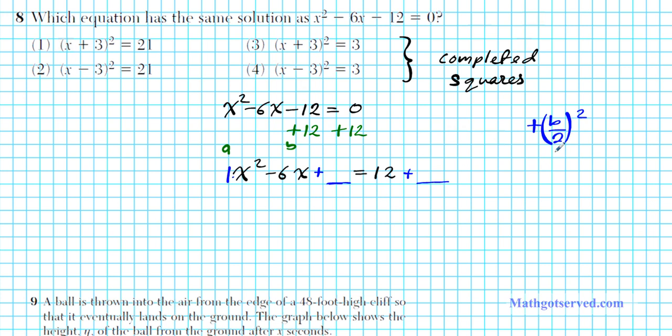So we're going to add b over 2 squared to both sides, so b is negative 6. What do we do with that? We divide it by 2, which is negative 3, and then we square it, and we get 9. Now this completes the square on the left side of the equation. So we add a 9 here, and then we add a 9 here. What do we have on the left side? We have a perfect square trinomial.